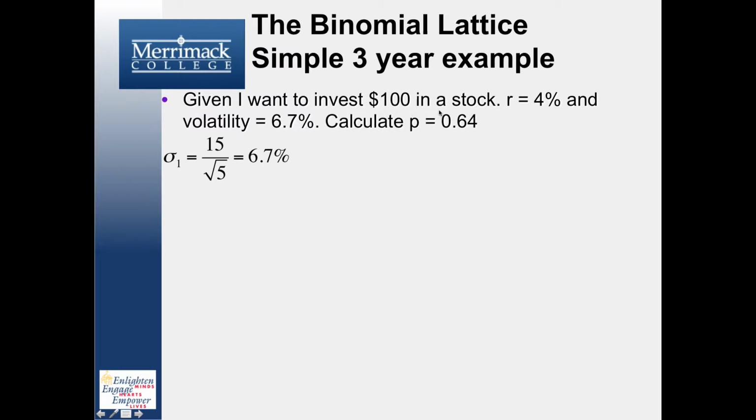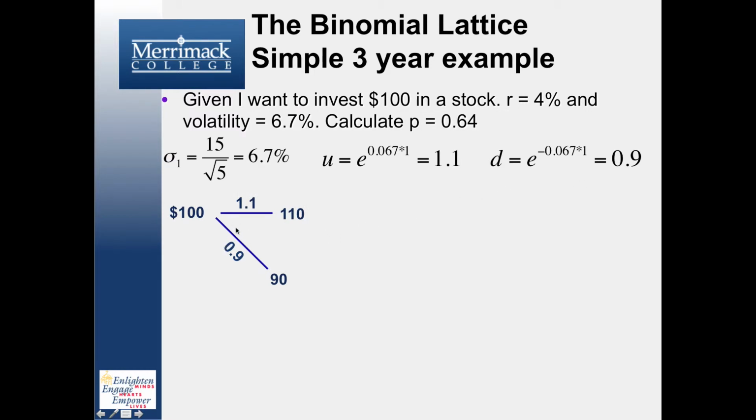So if I want to invest $100 in a stock and I've observed a 4% average growth rate and a volatility of 6.7%, P turns out to be 0.64. Okay. So the up factor is 1.1, the down factor is 0.9. So I could actually create this binomial lattice, filling it in like this. So what does this mean? It just means that this is the value at the end of year 1. This is the value at the end of year 2 if it goes up in the first year and down in the second. And we can just fill these out like this.